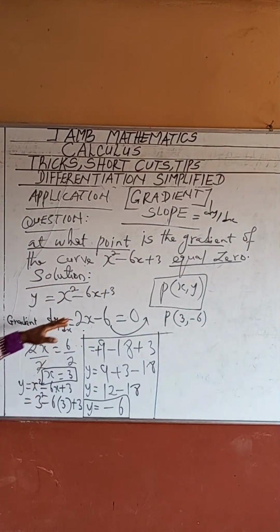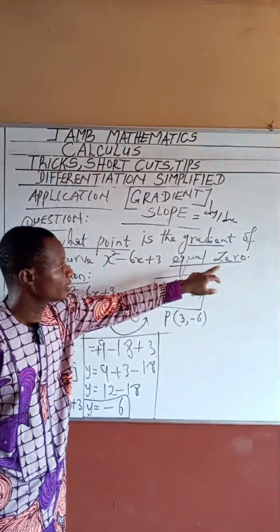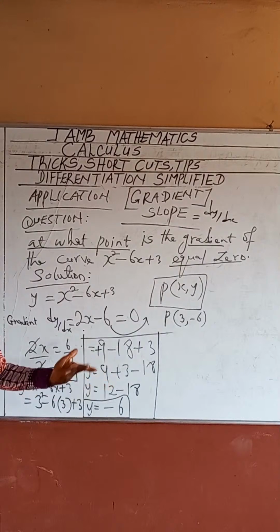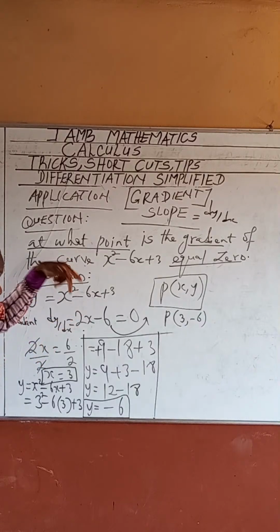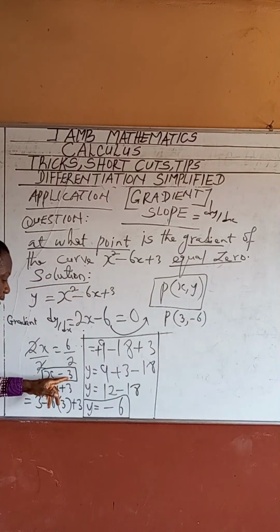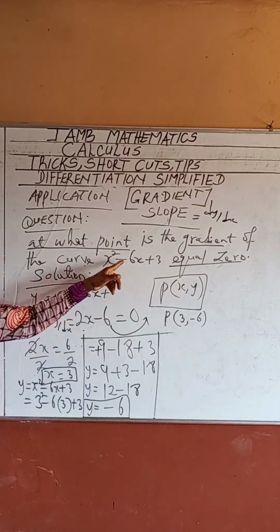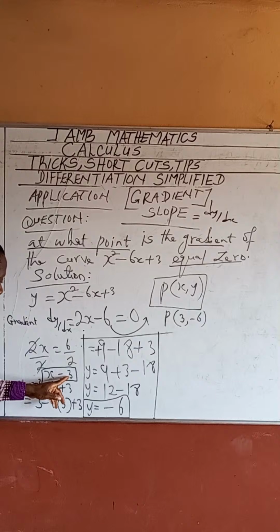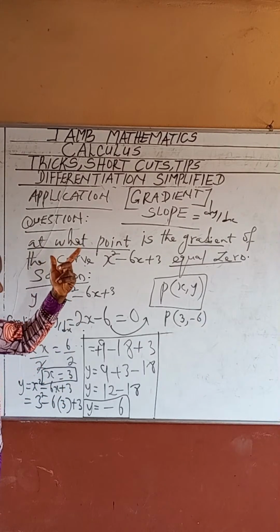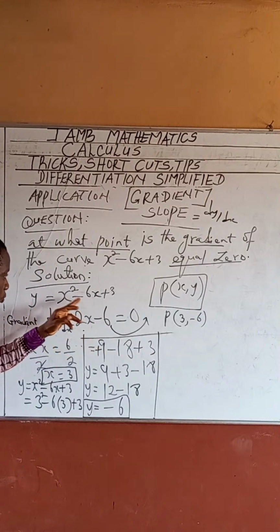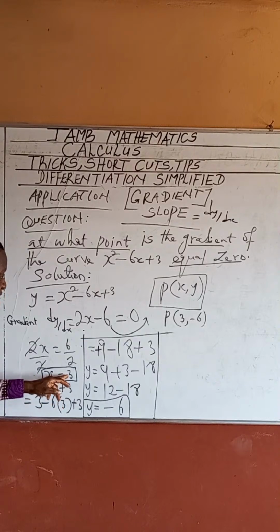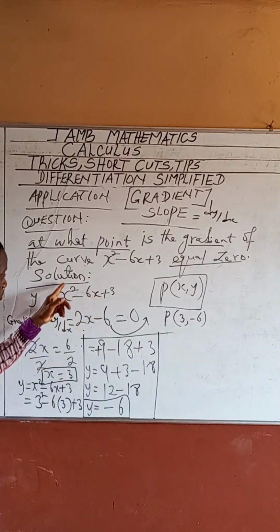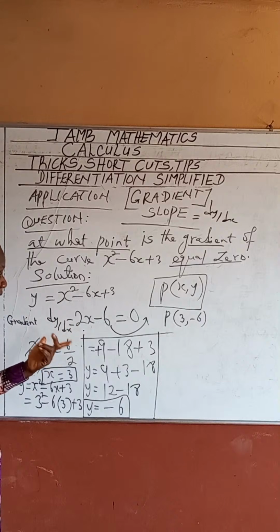What you do first: differentiate and equate it to what is given. 0 is given here, but it may not be 0, it can be something else. So differentiate it and equate it to that number. Then find the value of x. Once you get the value of x, it can be 3 or anything, depending on the given function. Then go to the original expression, not the differentiated one. In fact, there is no y in the derivative, so you have to come here to get this y. Substitute the value of x, which is 3. 3 squared is 9, minus 6 times 3, which is 18, then plus 3.